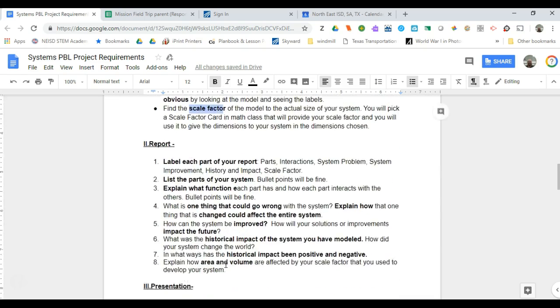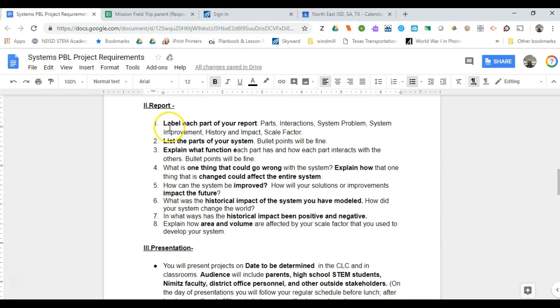Now we move on to the report. Okay? Each part of your report must be labeled. Now, the parts of your report are right here. These things must be talked about or you're going to lose major points. So, list the parts of your system. Bullet points are fine. Explain what each does, the function. So make sure we understand from your report what each part does.